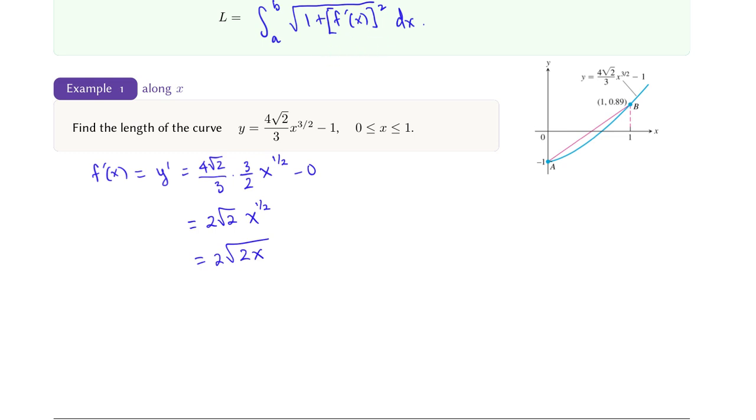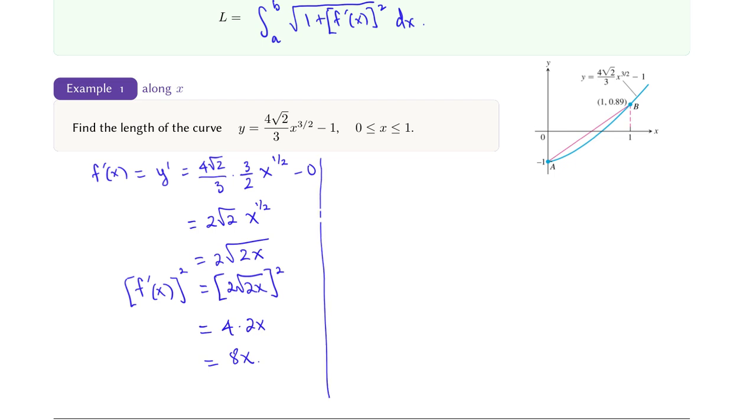We then plug this into the arc length formula. In the arc length formula, f prime of x squared is 2 root 2x squared, which is 4 times 2x, or 8x. The arc length of the curve between 0 and 1 is therefore the definite integral from 0 to 1 of the square root of 1 plus f prime of x squared, which is 1 plus 8x, dx.